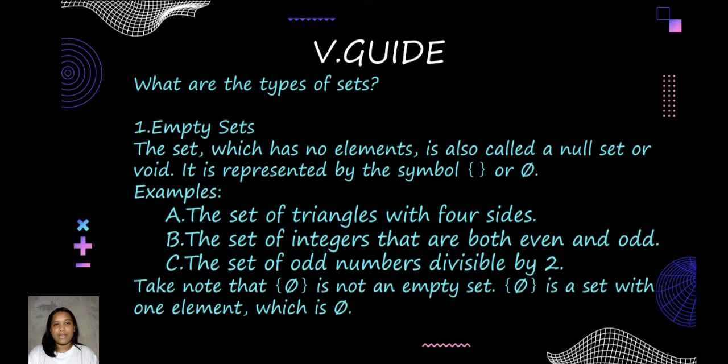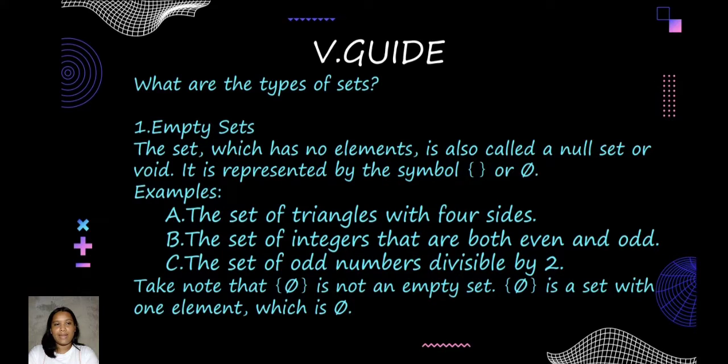Now let's proceed to the types of sets. First, the empty set. The set which has no elements is called a null set or void set. It is represented by the symbol in the picture. Examples: A. The set of triangles with four sides. B. The set of integers that are both even and odd. C. The set of odd numbers divisible by 2.